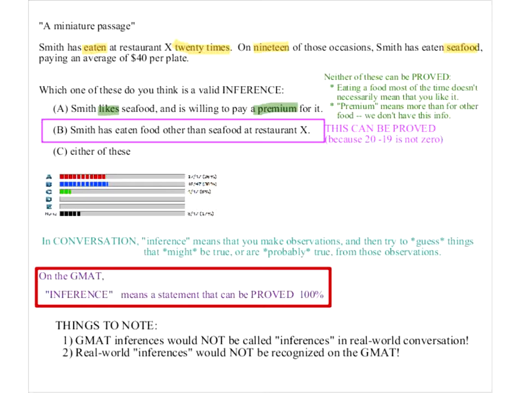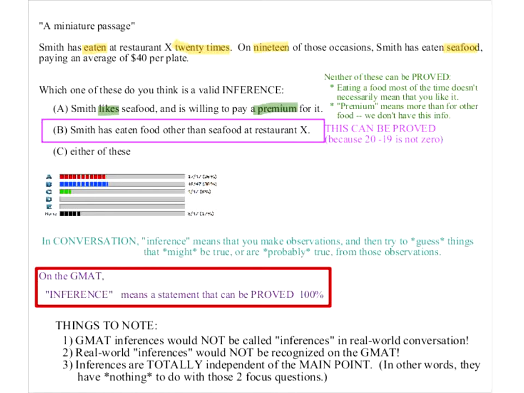The other thing you want to notice is this. Inferences are totally independent of the main point. In other words, they have nothing to do at all with those focus questions. In fact, sometimes the inferences seem to clash with the focus question. Like if you had to give a main idea for this passage, the main idea would totally be something like this guy eats a lot of seafood and pays a lot of money. Like if there were a main idea, that would be what it was. But the inference actually goes the other way. The inference is actually talking about not eating seafood, which is literally the complete obverse. It's the complete opposite of anything that you would ever specify as the main idea.